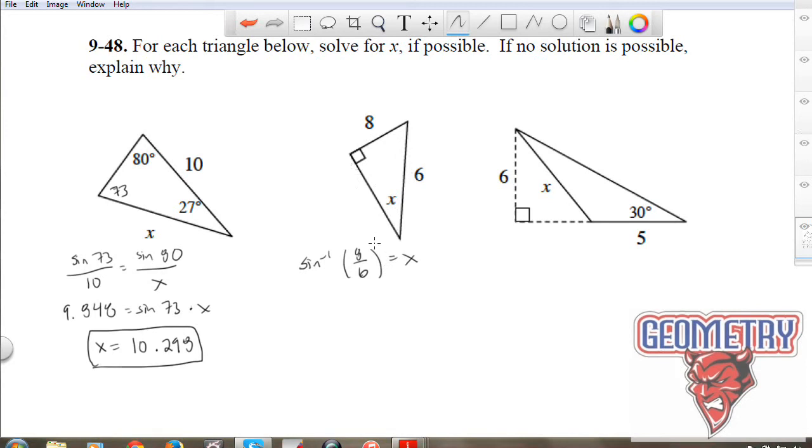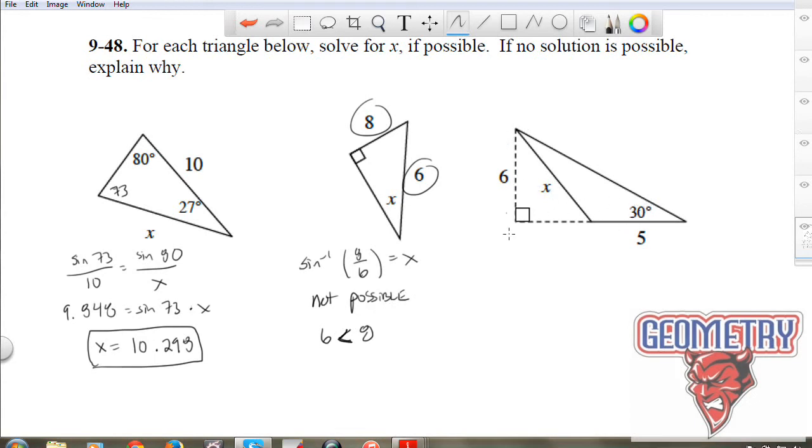Which makes sense because in a right triangle, you can't have a hypotenuse that is less than the leg. If those two are switched, this would probably work out. But the way it is now, that triangle actually doesn't even exist. So there's no way we can find that angle if the triangle doesn't exist. So we'll say it's not possible because 6 is less than 8, and the hypotenuse cannot be less than the side length.